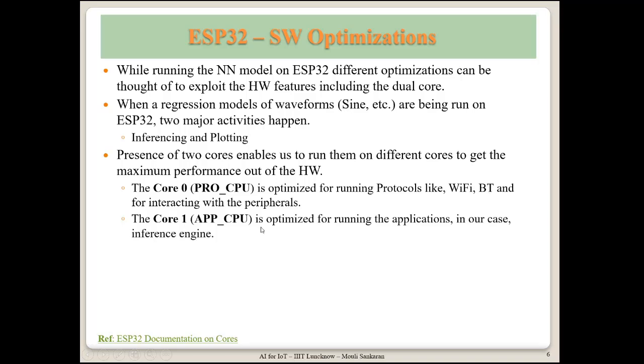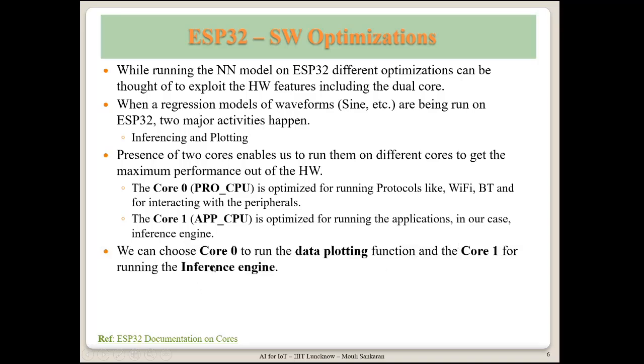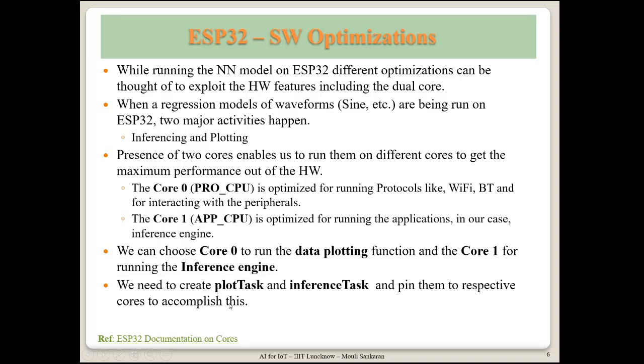So core 1 is meant for applications, which is optimized for running applications, in our case the inference engine. So we can choose core 0 to run data plotting and core 1 for the inference engine. We need to create two tasks. I am going to create two tasks: one is the plot task, the other one is the inference task. I am going to run the plotting code on the plot task and the inference engine on the inference task.